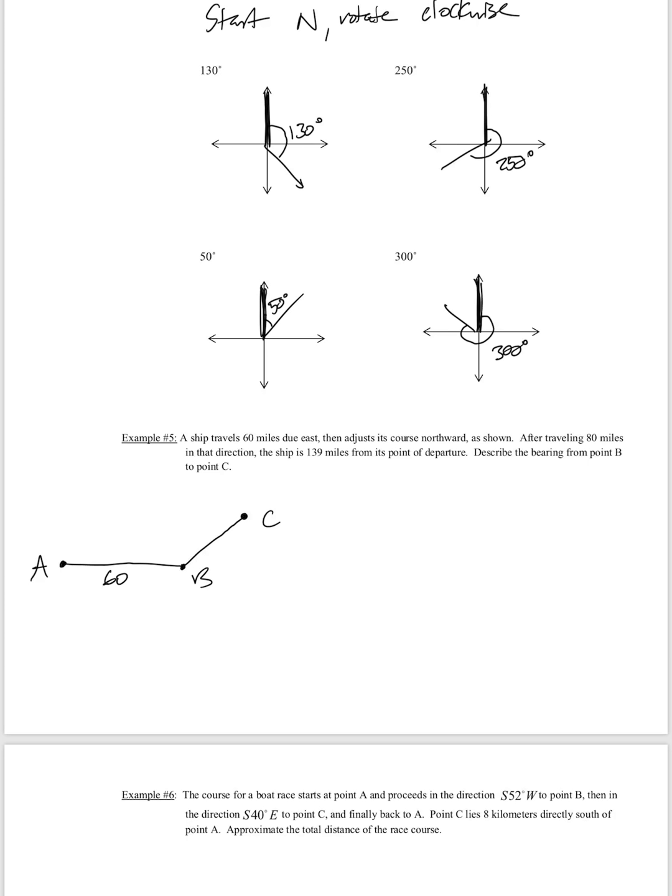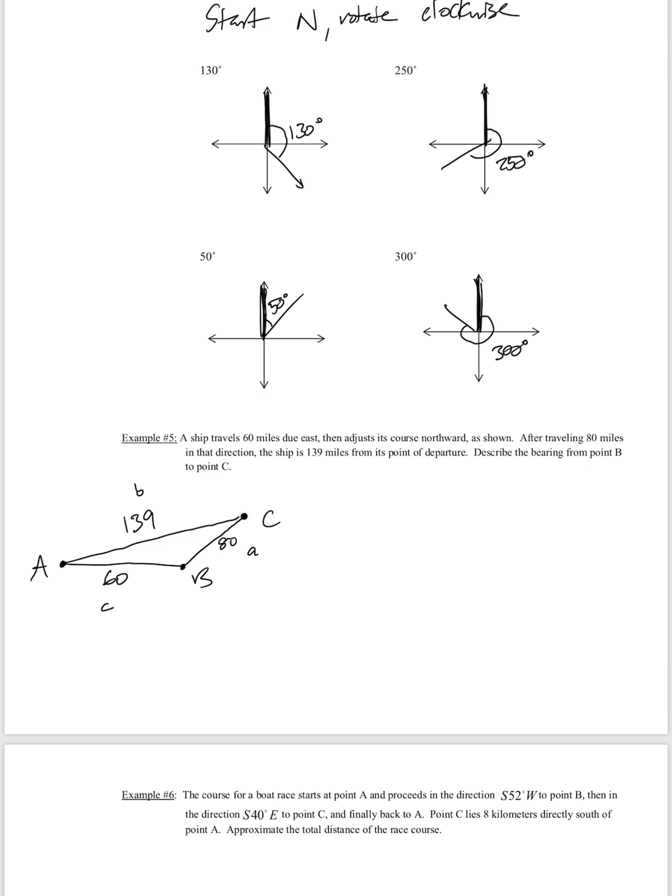And then after traveling 80 miles, so once it gets to point C, the ship is 139 miles from its point of departure. So that means from A to C is 139 miles. Describe the bearing from point B to point C. Okay, it's an excellent question. So let's take a look. So finish labeling our triangle. This is an oblique triangle.